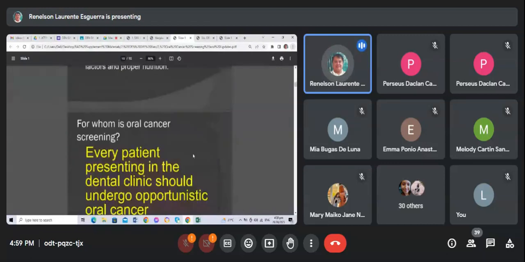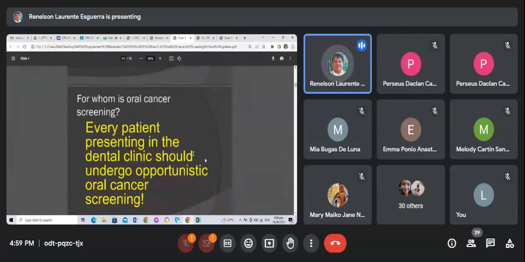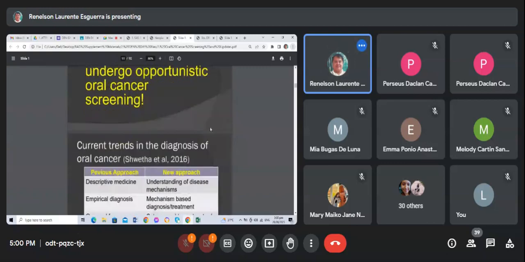For whom is oral cancer screening? Every patient that comes into your clinic. Period. Why exemption? There are systemic cancer conditions that can manifest in the oral cavity, like leukemia. So we need to have them undergo oral cancer screening.